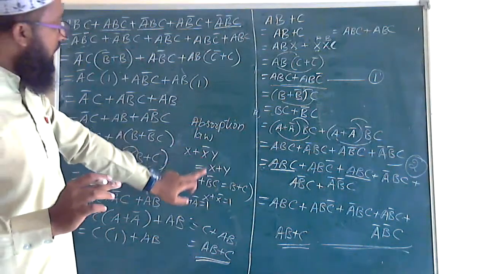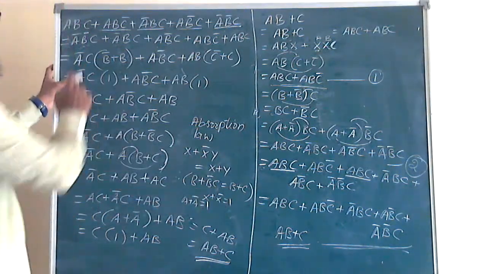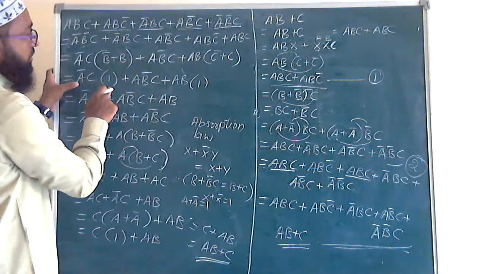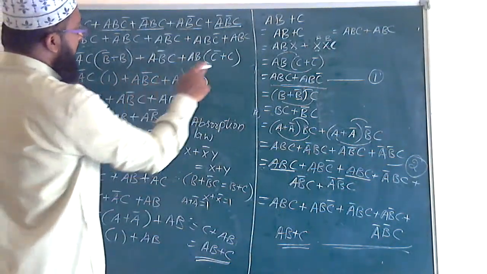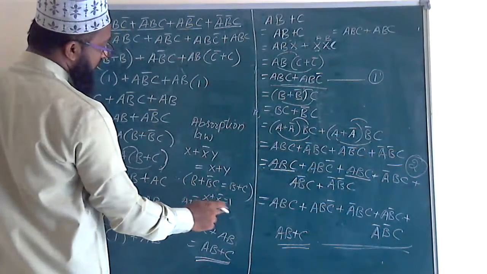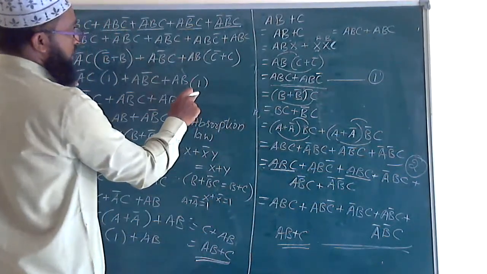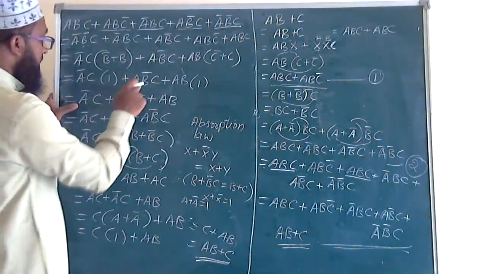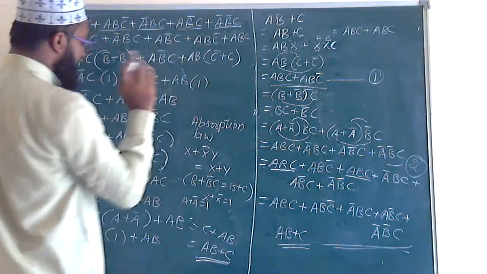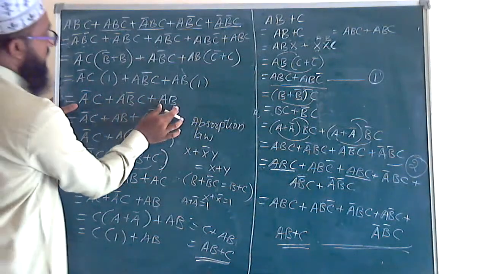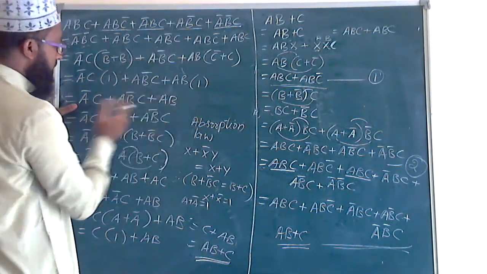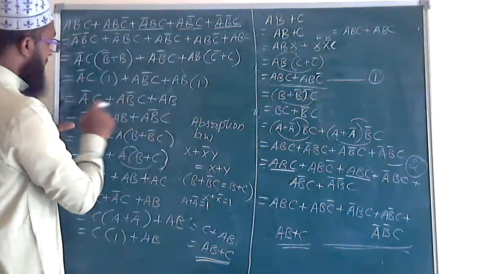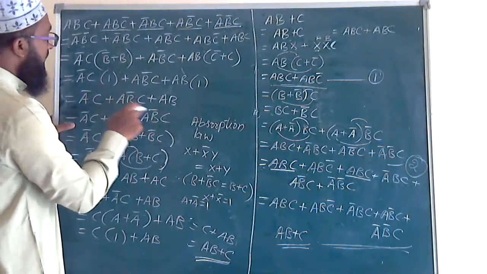According to the complementarity law, X plus X bar is equal to 1. So b plus b bar is also equal to 1. Here c plus c bar, according to the complementarity law, is also equal to 1. After that, multiply these things. A bar c into 1 is a bar c, plus AB into 1 is AB. Make similar terms, two-variable terms, on one side. Write down A bar C, then AB, then A B bar C.